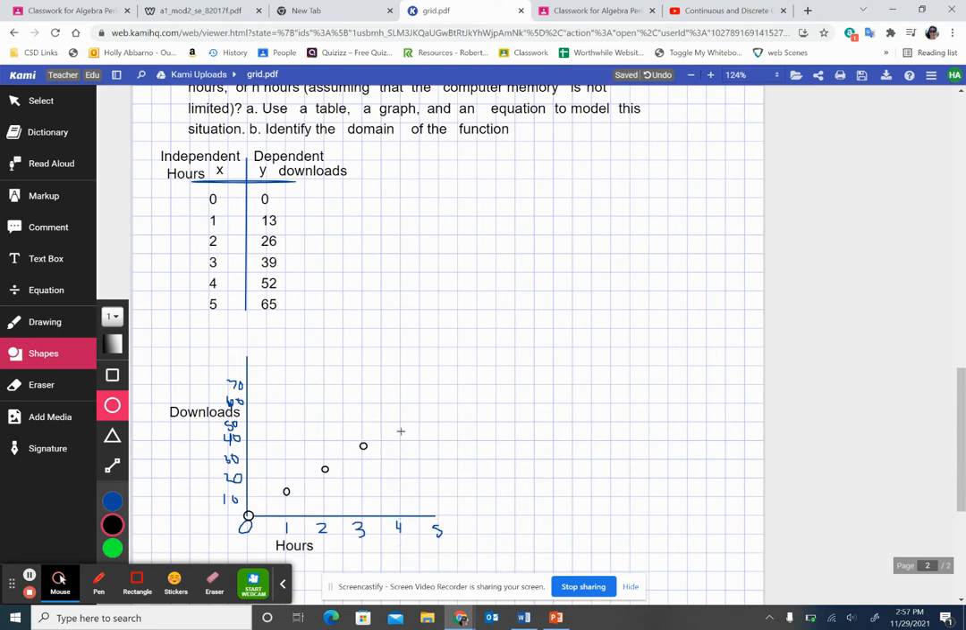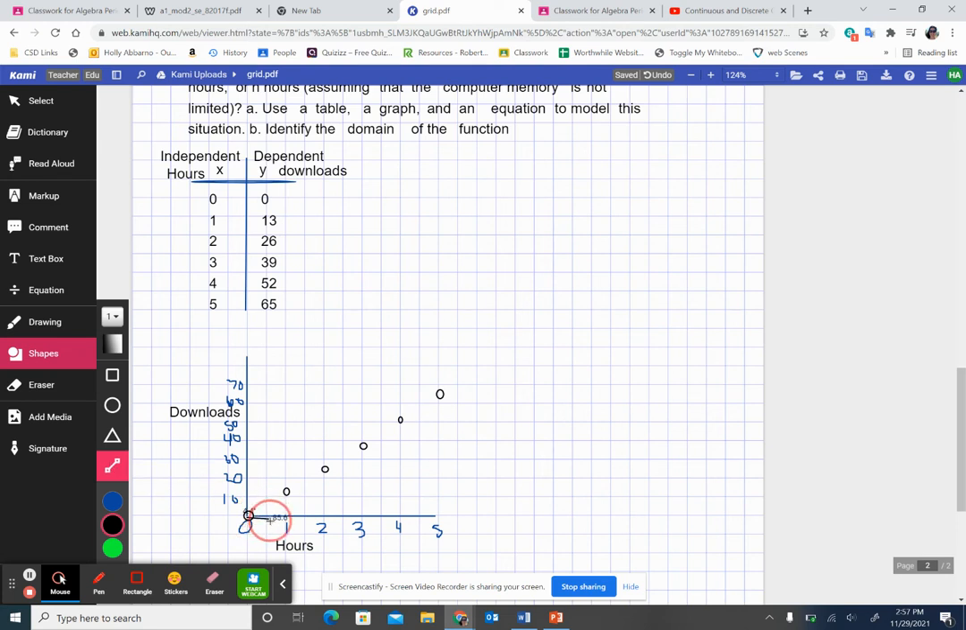4 is going to be 52. And 5 is going to be 65. So now the question becomes, can I have a partial of an hour? Do I have 0.6 hours, 2.3 hours, 3.7 hours? The answer is yes. Time is continuous. But can I have a partial of a download? Can I download a partial of a book? And the answer is also yes.